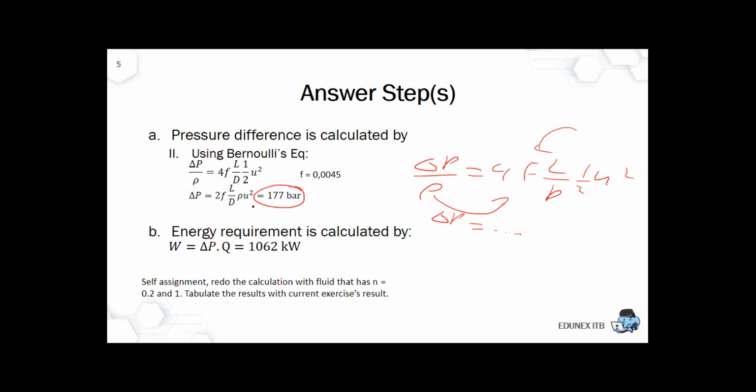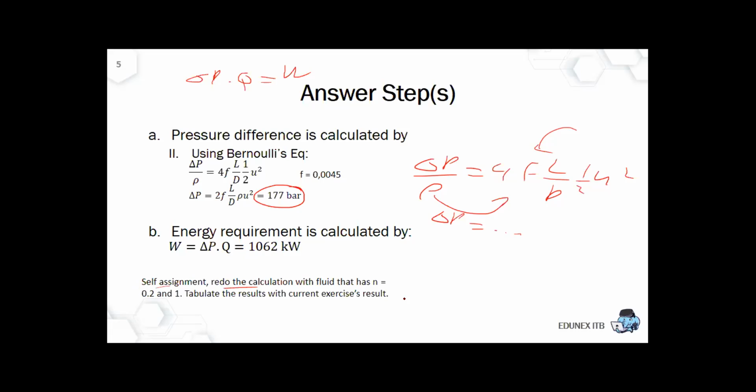It's quite big. And then the energy requirement is calculated. Simple, isn't it? You have delta P, and then you multiply by Q, then you get the W. The energy requirement is around 1 million watts, around 1 megawatt. So it's going to be extremely high for pumping this coal slurry at 0.06 cubic meters per second through an 80-kilometer pipeline, which is going to be hard. I need you to do this self-assignment.